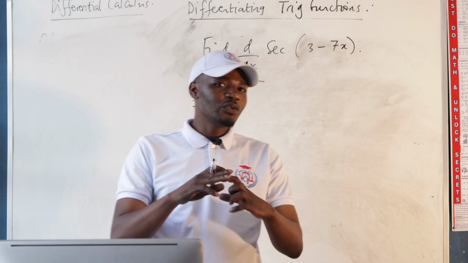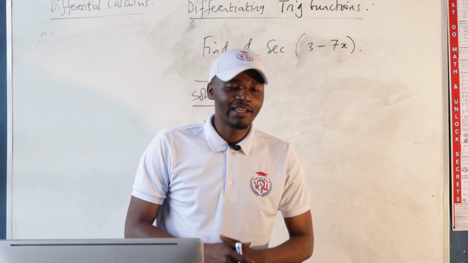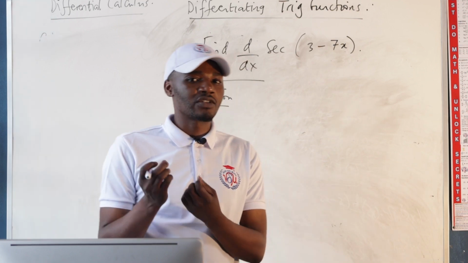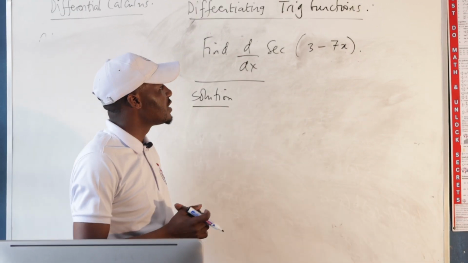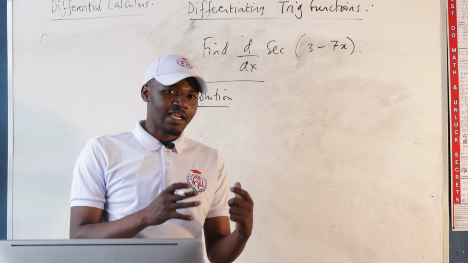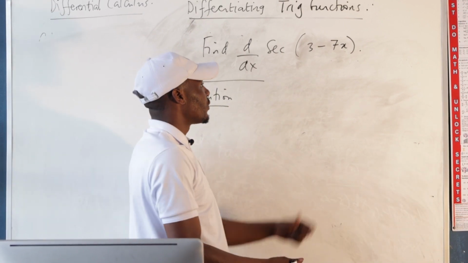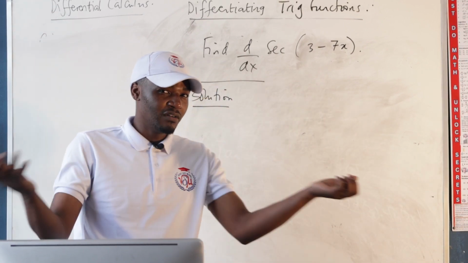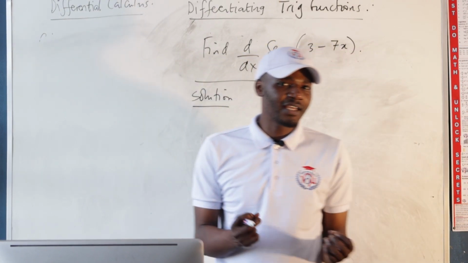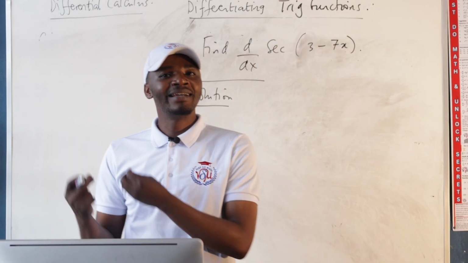Okay, so we're going to extend again our understanding as far as this chapter for differentiating trig functions is concerned. In this chapter, we're going to see how best we can find the derivative of sec of a certain function. So what is the derivative of sec x? We know from what we have covered previously that the derivative of sec x is basically sec x tan x.